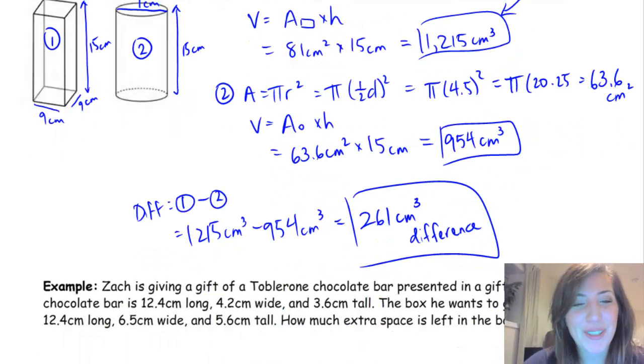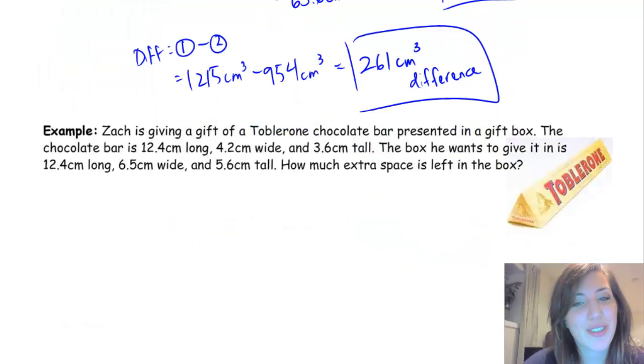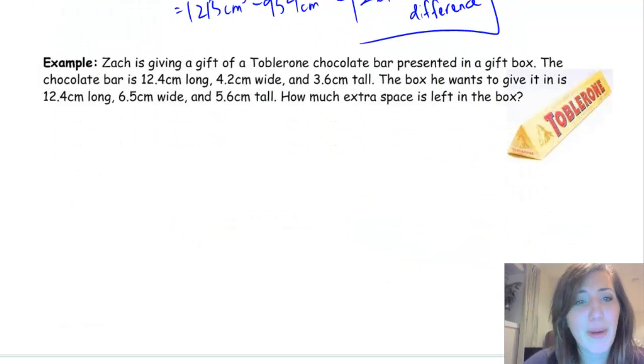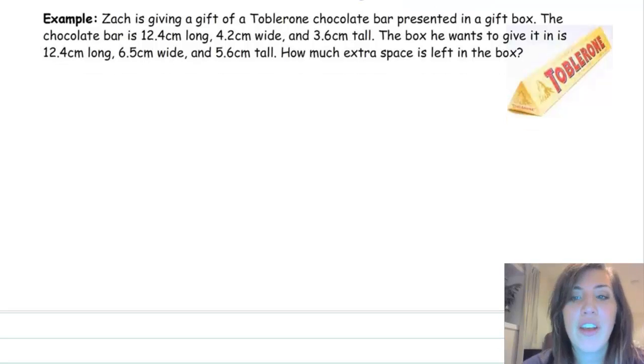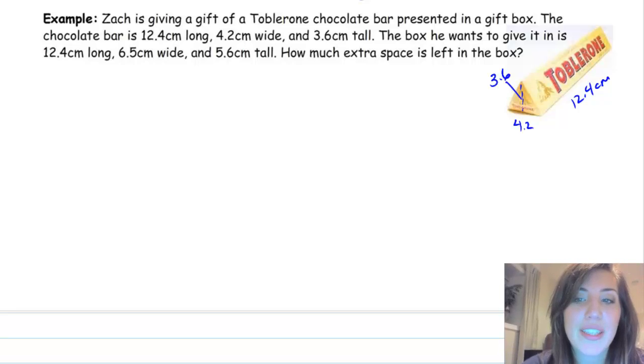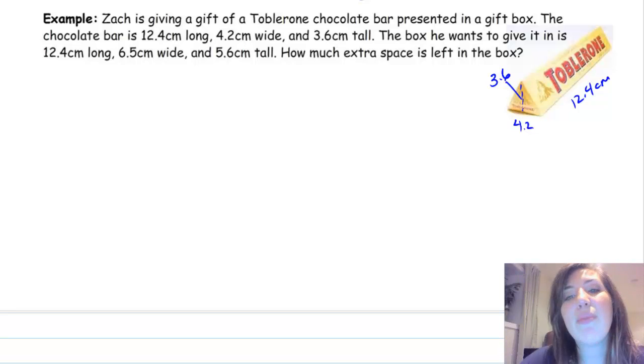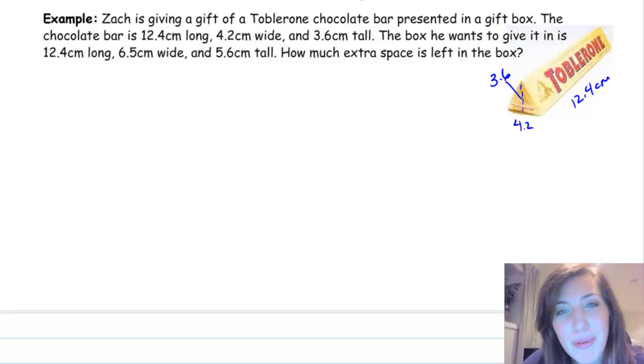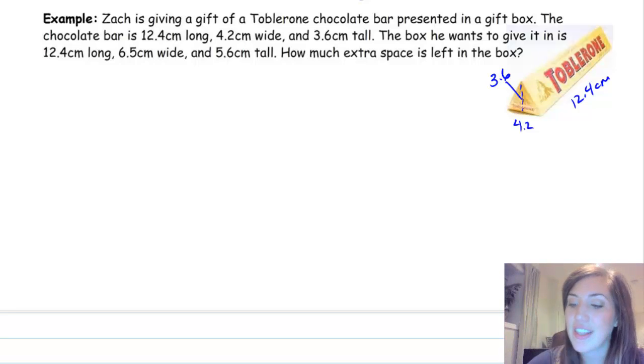Great. Second example, Zach is giving a gift of a Toblerone chocolate bar presented in a beautiful gift box. The chocolate bar is 12.4 centimeters long, it is 4.2 centimeters wide, and it has a height of 3.6 centimeters tall. He wants to give it in a box that's 12.4 centimeters long, 6.5 centimeters wide, and 5.6 centimeters tall. So we want to know how much extra space is left in the box. How much tissue paper does he need to fill, or could he put another gift in there?